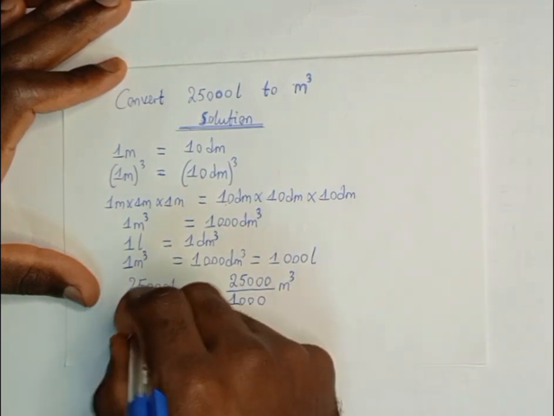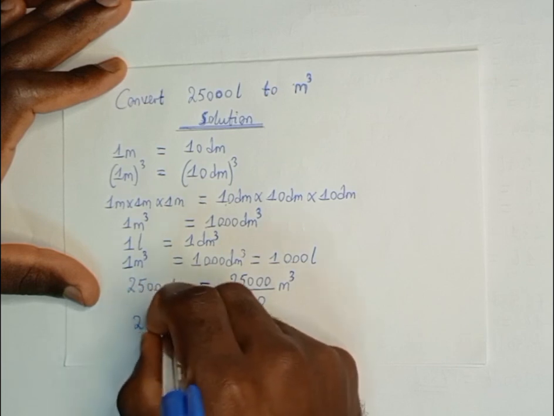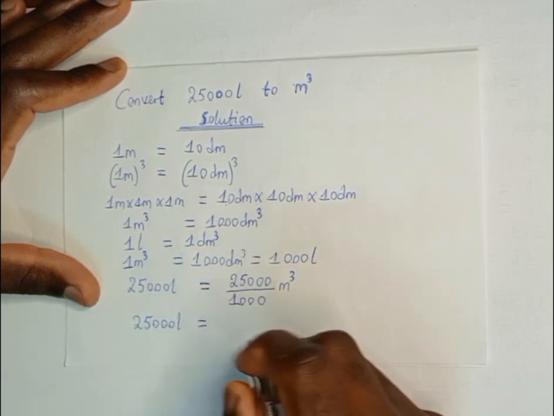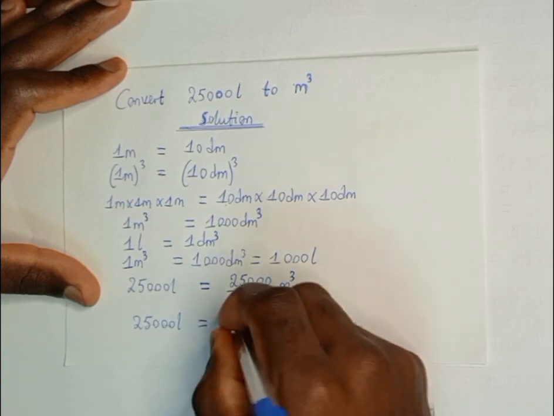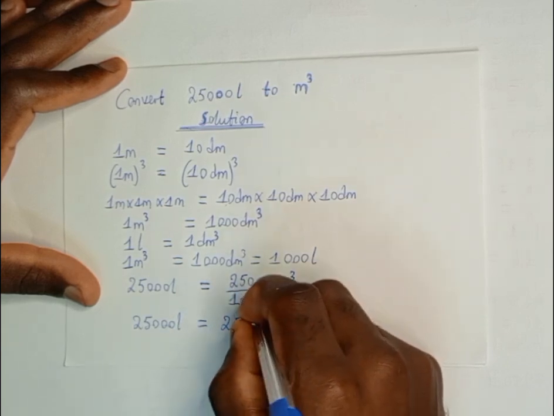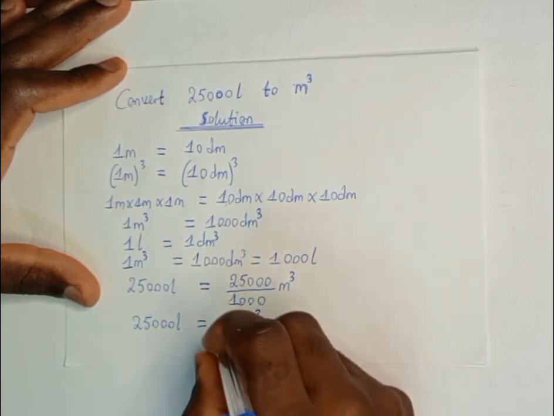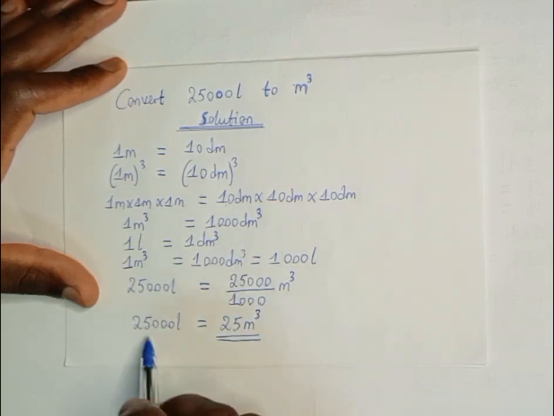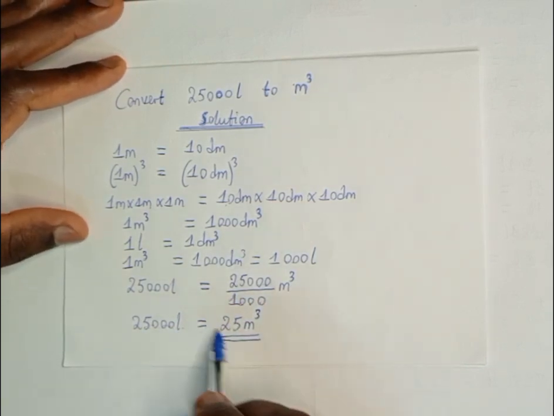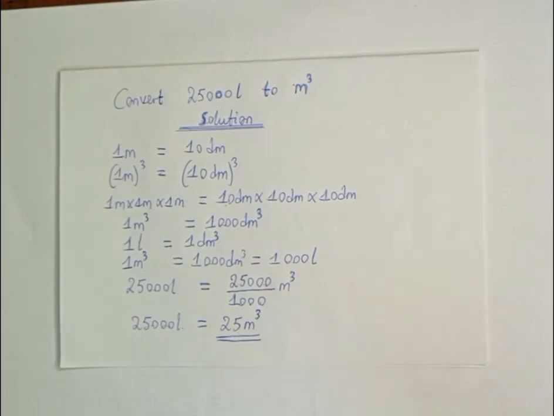This will simply give us 25,000 liters to be equal to 25,000 divided by 1000. This will give 25 meters cube. We underline the answer. Therefore, 25,000 liters is simply equal to 25 meters cube. We are done with the solution of this question.